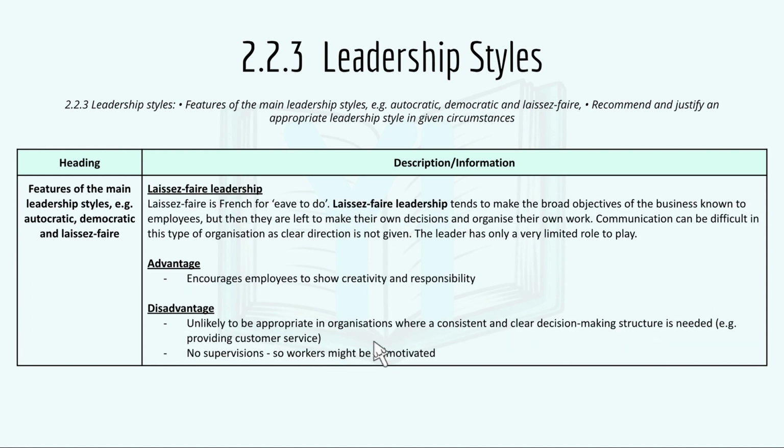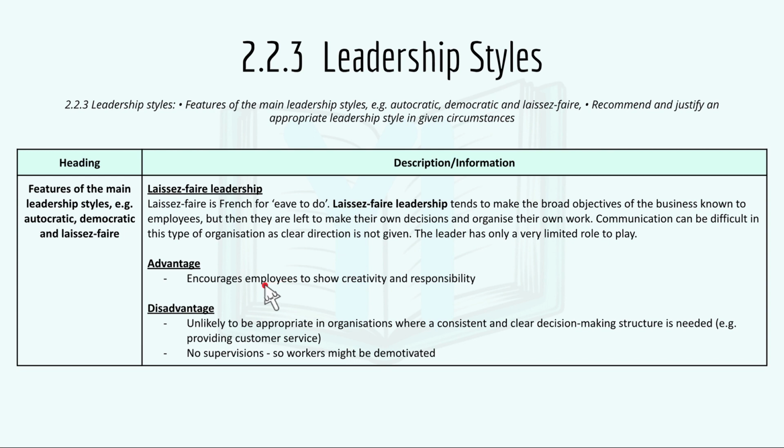Then we have laissez-faire leadership, and in French it means easy to do. Laissez-faire leadership tends to make the broad objectives of the business known to the employees, but then they are left to make their own decisions and organize their own work. Communication can be difficult in this type of organization as clear direction is not given, and the leader has only a very limited role to play in the organization.